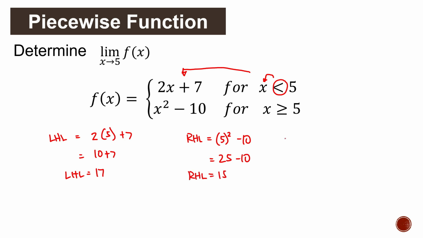Now, since the left hand limit is not equal to the right hand limit, that means the limit of this function as x approaches 5 does not exist. Okay? It will only exist if the left hand limit is equal to the right hand limit. That would be the limit. All right?